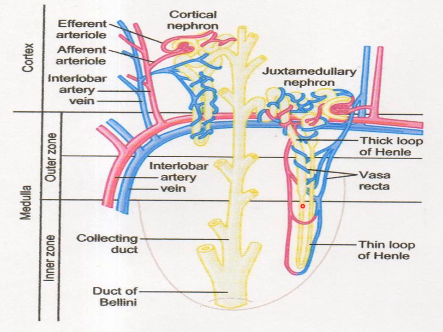Then these peritubular capillaries are called vasa recta, which then end in the venous system and return back to the renal vein. This peritubular capillary is called vasa recta.